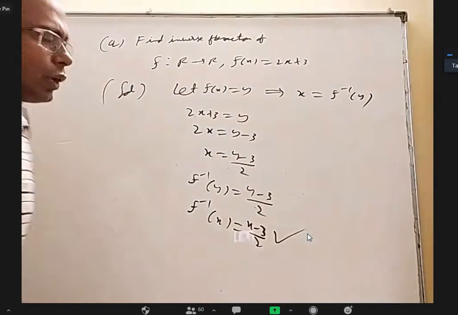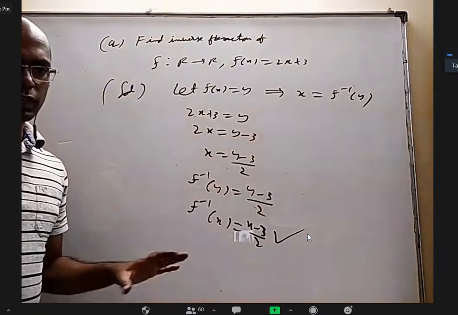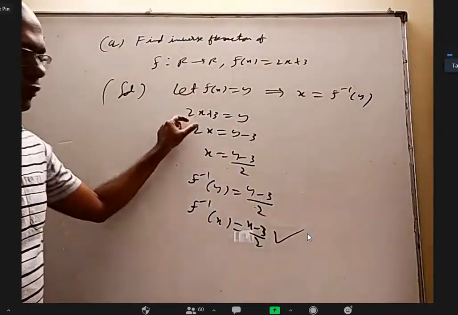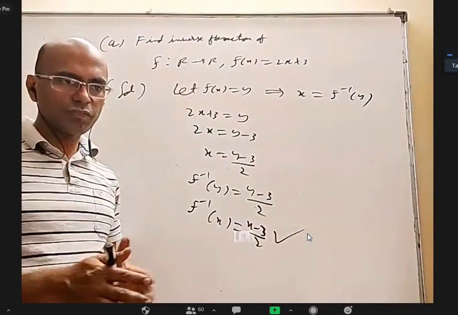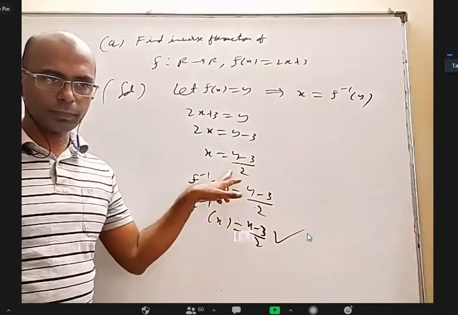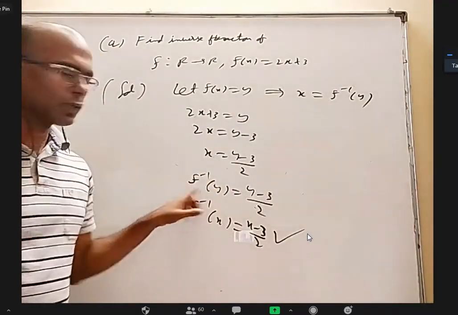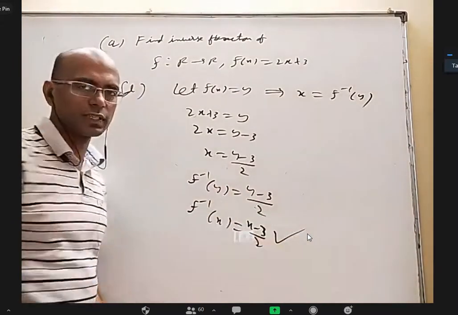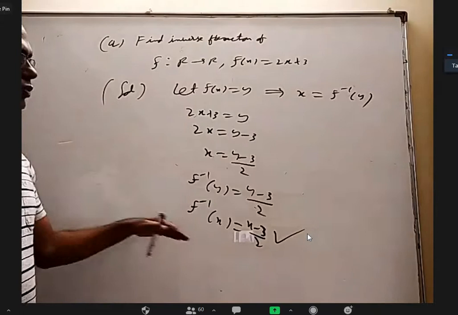So whenever you want to find inverse function, very, very simple. Take f of x as y, use definition of f of x, somehow find x in terms of y and replace x with f inverse y. You will get f inverse y in terms of y. Wherever y is there x, you will get f inverse x in terms of x. So this is how we will get inverse function.